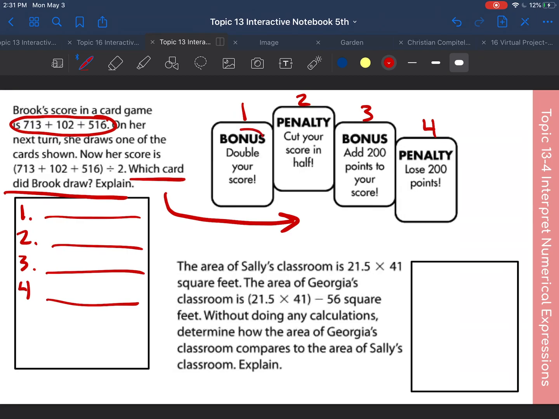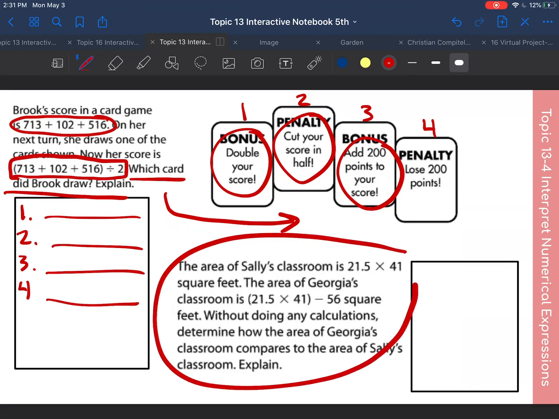Okay, what would it look like if you doubled your score? What would it look like if you cut your score in half? What would it look like if you add 200 points? Again, we're not finding the answer. We're writing what the expression would look like. Okay, so you're going to write what the expression would look like for all of those cards and explain why. And then the last one, again, you're going to explain this one as well without doing any calculations. How can you compare the areas?